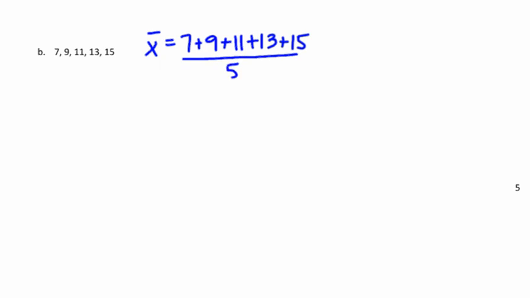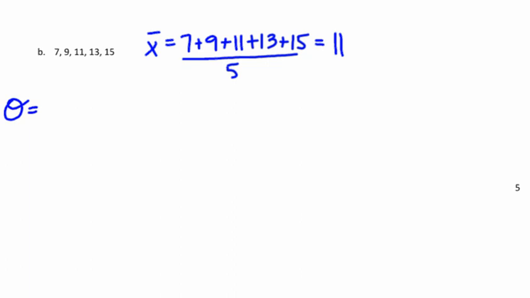Next example. The data we have here is 7, 9, 11, 13, and 15. Again, first step, determine what your mean is. What is the average of this data? So our mean is 7 plus 9 plus 11 plus 13 plus 15, all divided by the number of terms, which is 5 again. 7 plus 9 plus 11 plus 13 plus 15 divided by 5 gives us 11. So our average is 11.